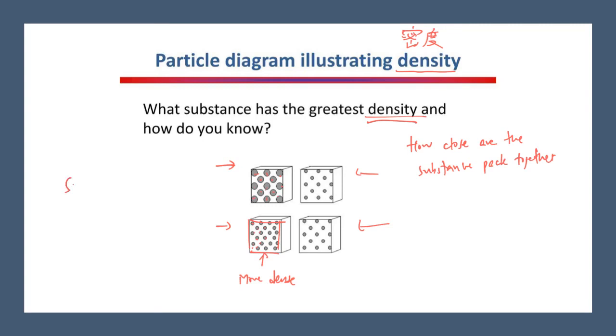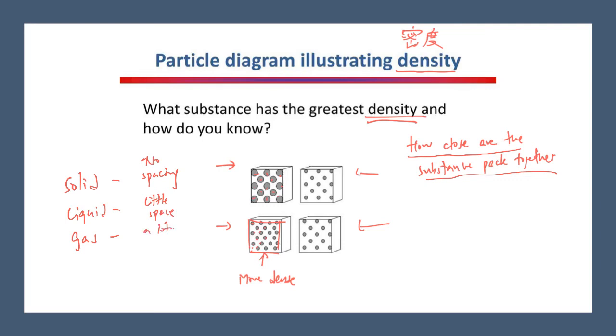How about when we're going to think about solid, liquid, and gas? Which one has the highest density? Which one has the lowest density? So as we've mentioned, we're talking about how close the substances are packed together. If we're talking about close, basically we are talking about the spacing. So because solid has almost no spacing, while liquid has a very, very little bit of spacing between particles, gas has a lot of spacing. So obviously, solid has the highest density, while gas has the lowest density.